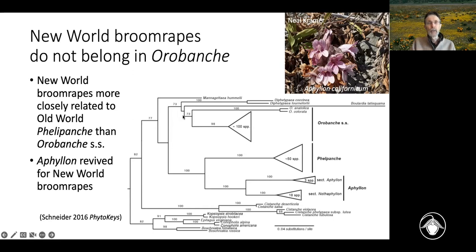And there are quite long branch lengths here. This was a well-supported result. And so the Asa Gray genus, Aphyllon, which hadn't been recognized in many, many years, was revived as an available name at the genus rank for this clade of all the New World broom rapes that had been in Orobanche before. And we'll get back to this group later.